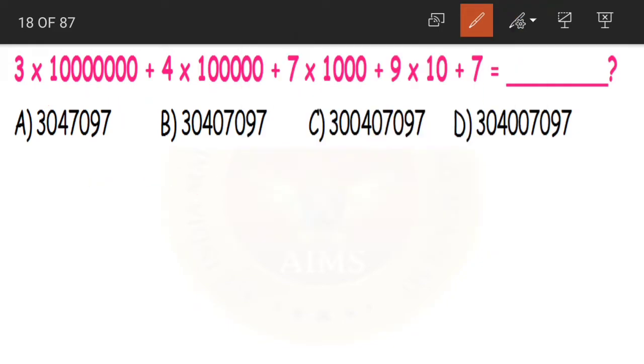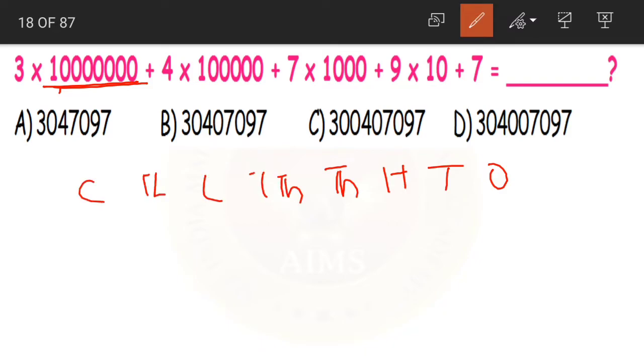Now what is the highest place value here? Crores. So I'll write the place values: ones, tens, hundreds, thousands, ten thousands, lakhs, 10 lakhs and crores. Okay, children, 3 is in crores place. Now this is 1 lakh, so 4 is in lakhs place. Now 1000, 7 is in thousands place. Now 9 into 10, so 9 is in tens place and 7 in the ones place.